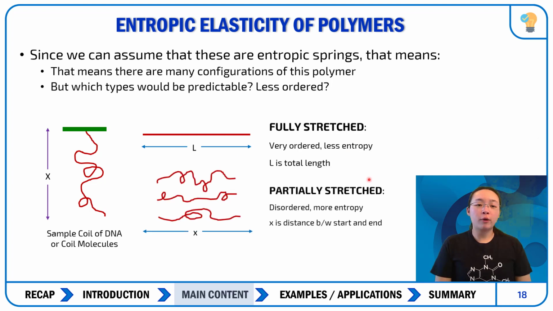Then you have the partially stretched model. So now you have some coil, lots of coil, some sort of coil system, and you have a distance x. So it's not L, but rather x for the physical size or physical distance that the entire strand takes up. And as you can see visually, it's a lot more disordered, and there's going to be more entropy.